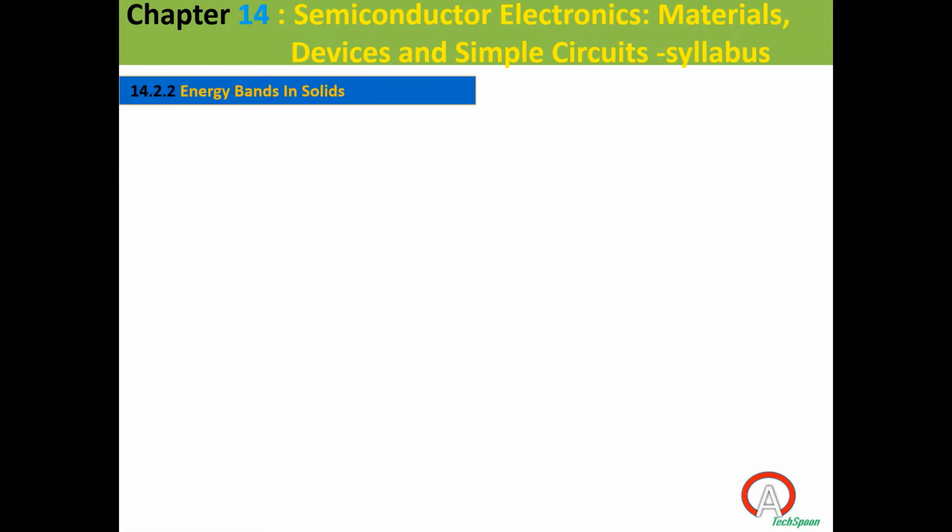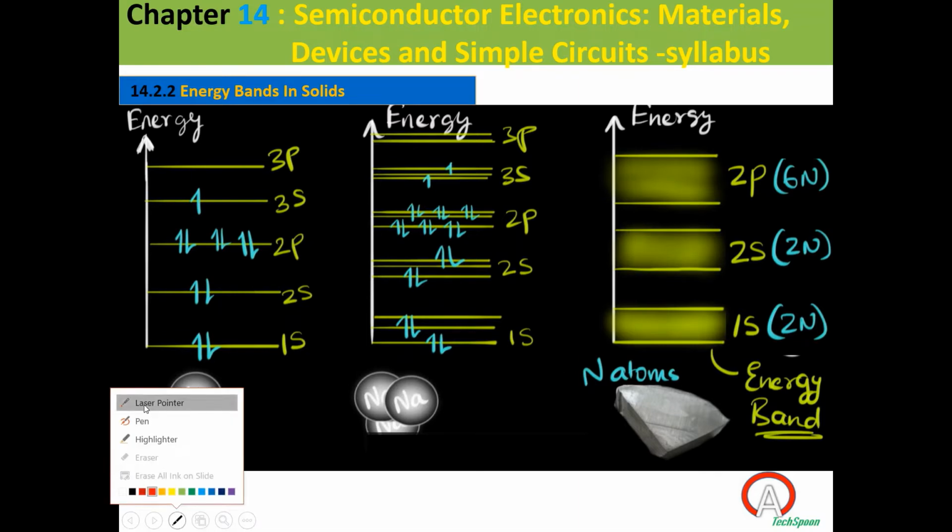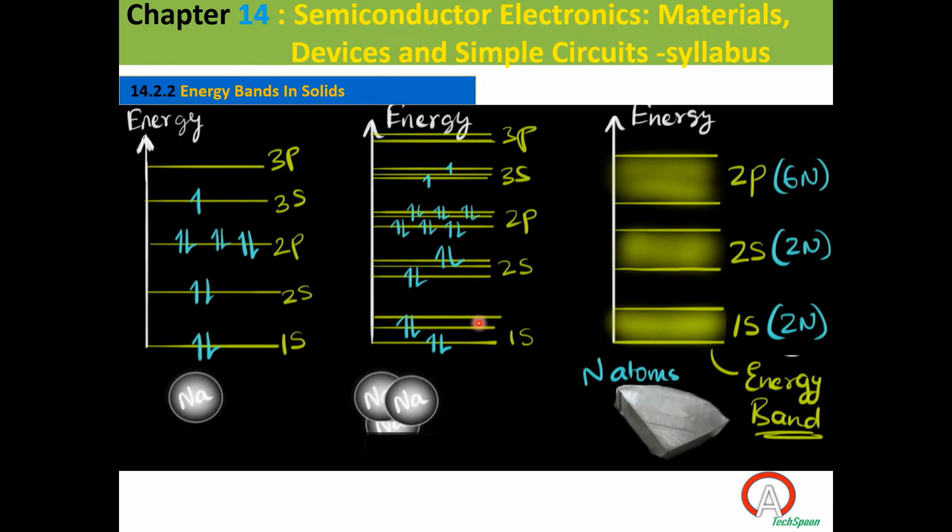Now, the important part under this chapter is energy bands. What we studied under this: what is the difference here and here? Here it is energy levels, right? Here there is only one atom of sodium, but here we have many.